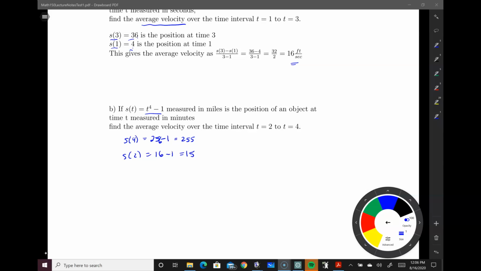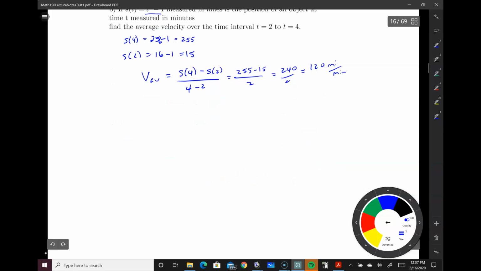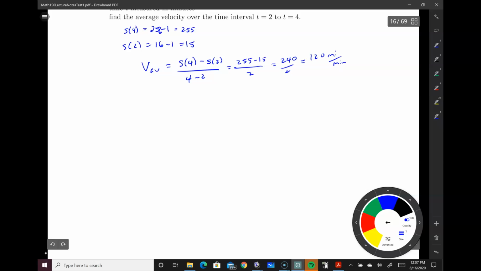All right, so to find the average velocity, I'm going to be taking where it's at time 4, subtracting off where it's at time 2, dividing by the time change, which is 4 minus 2. So 255 minus 15 over 2. So that gives me 240 divided by 2. So that's 120. And I think I gave you units miles per minute. All right. So that is average velocity, something I want you to know.